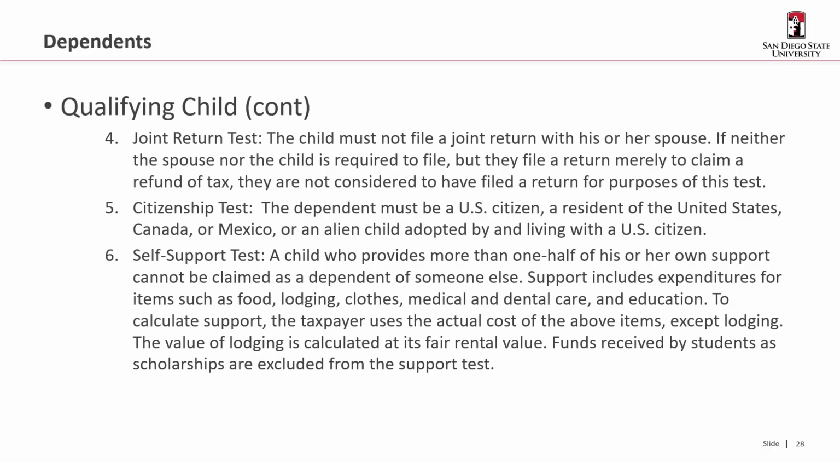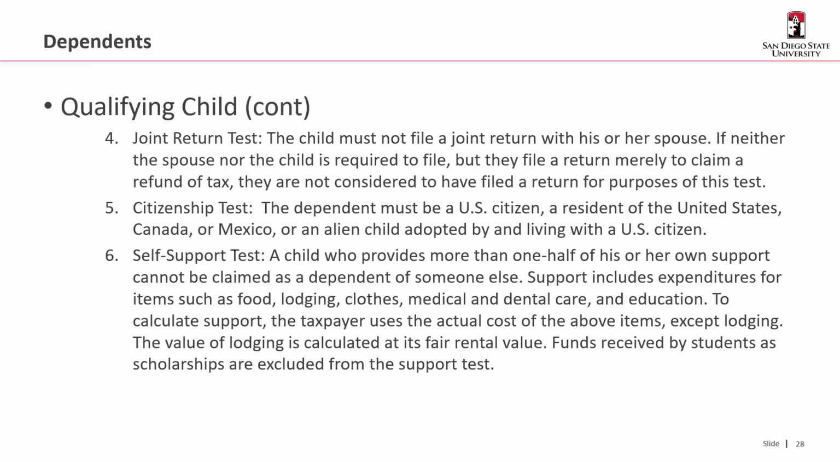So the idea is, look, if you're providing more than half your support, then you can't be claimed. So this prevents parents from continuing to claim children long since they've stopped supporting them. So support includes expenditures for items such as food, lodging, clothes, medical and dental care, and education. So to calculate support, you use the actual cost of the above items except lodging. The value of lodging is calculated at its fair rental value. Any money that's received by a student as a scholarship, fortunately, is excluded from the support test. So that doesn't have to be included as money they are paying for themselves.